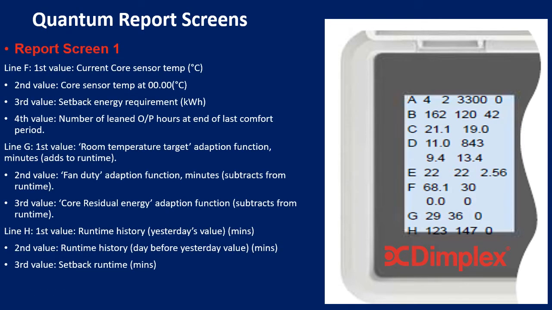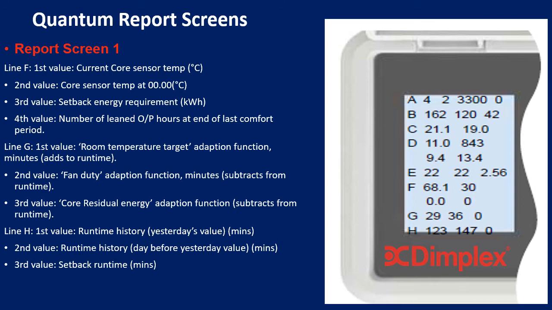Report screen 1, line F, first value, is the current core sensor temperature. Second value is the core sensor temperature at midnight. Third value is the setback energy requirement. Fourth value is the number of meaned OP hours at the end of last comfort period.